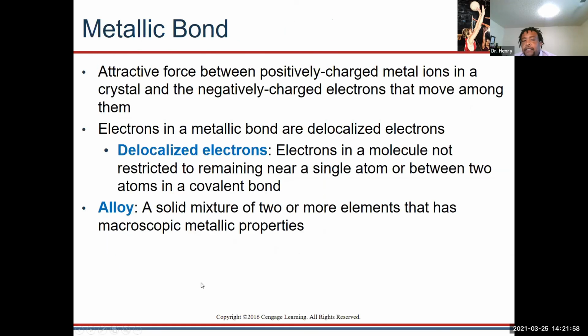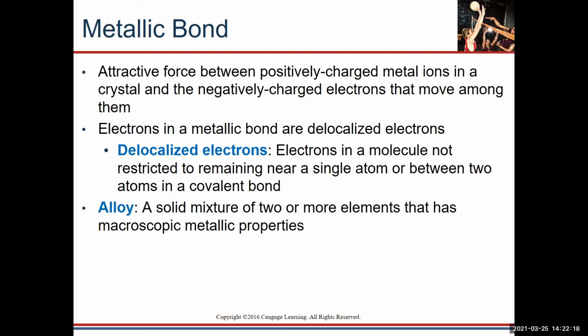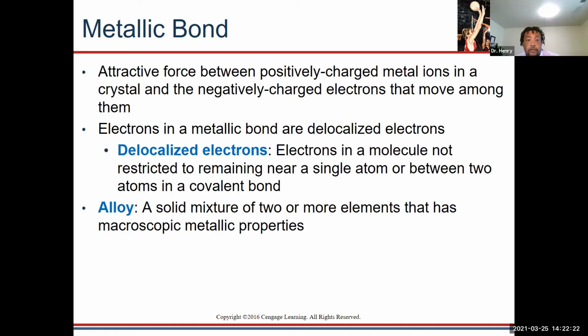So the last type of bond. So far we've talked about ionic bonds, we talked about covalent bonds, and now we're going to talk about metallic bonds. Metallic bonds are when metals come together, metals that are interacting together, and they're just metals. Does that make sense? Okay. Now the way that this works is that the metal will actually delocalize its own electrons.